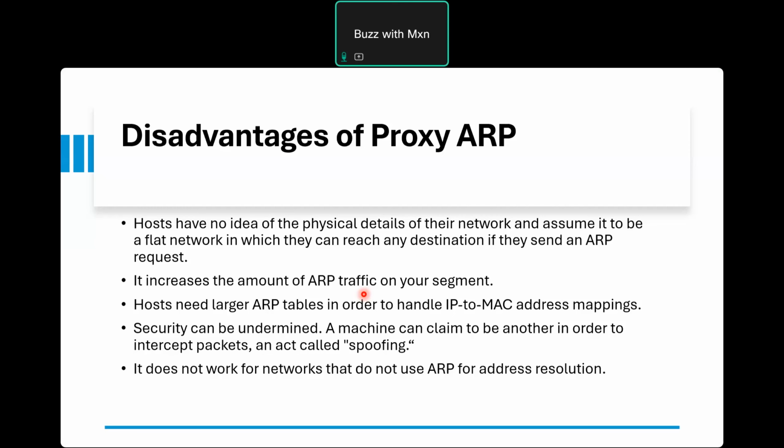Because if proxy ARP is enabled, any other machine can claim, I am the machine that you're trying to reach, this is my MAC address, and you can reach out to me. But it can be some other third-party machine present in the traffic. So that is why this is disabled in the first place. It also does not work for networks that do not use ARP for address resolution.